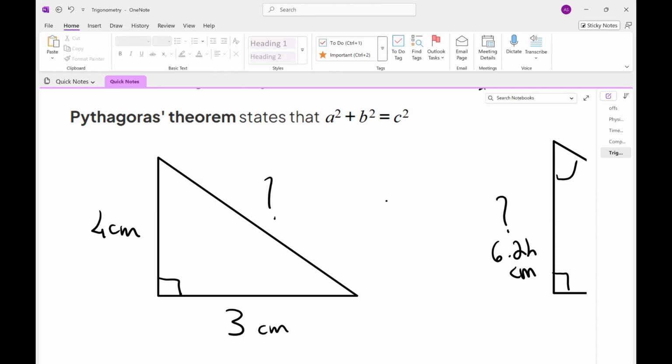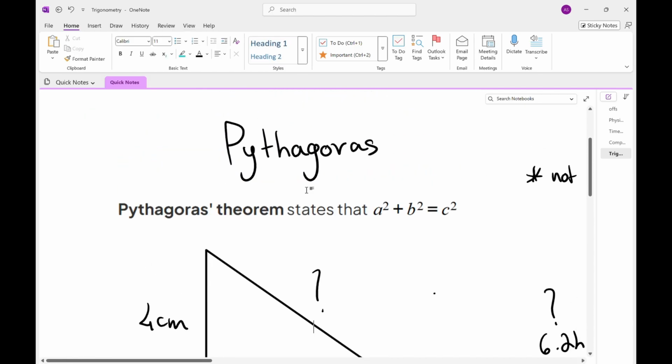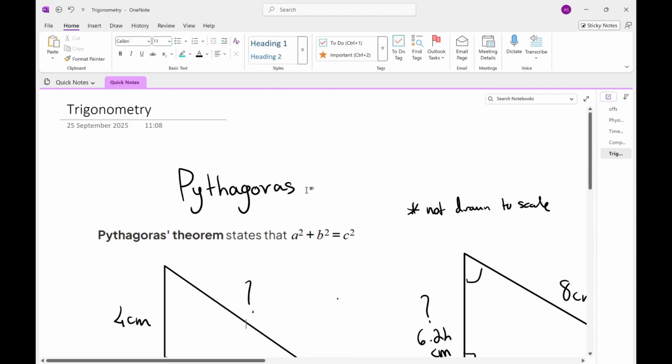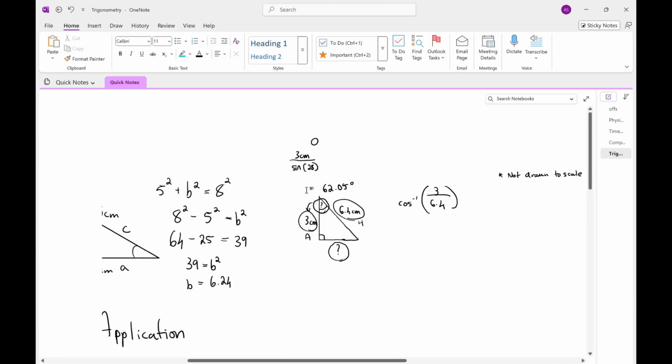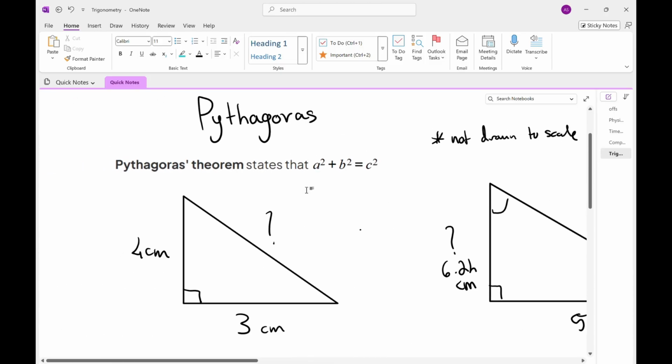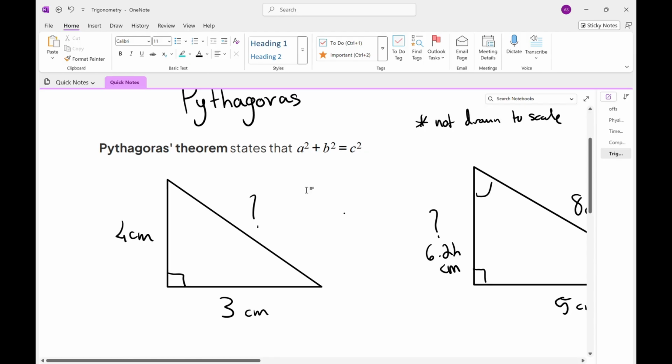Today we'll be going over some not simple but trigonometry, such as Pythagoras here and SOHCAHTOA. For Pythagoras and for SOHCAHTOA we're going to need right angle triangles, so a 90-degree angle in a triangle, as we can see there.